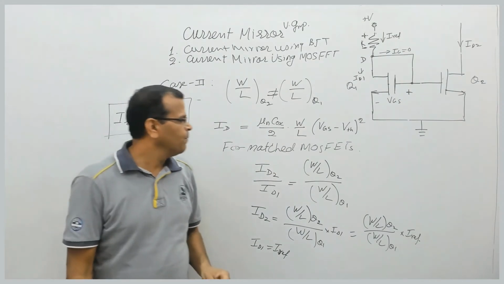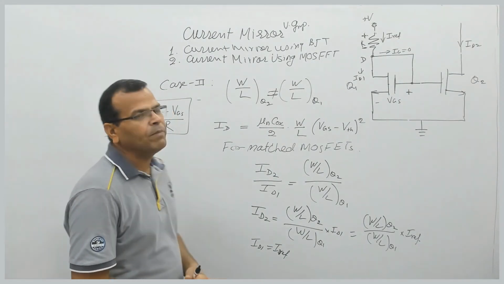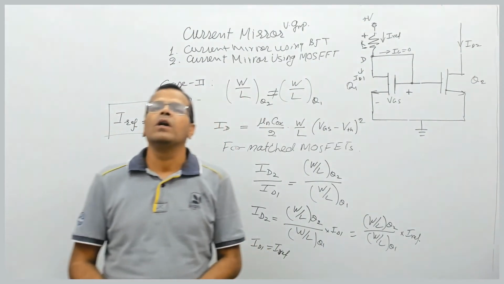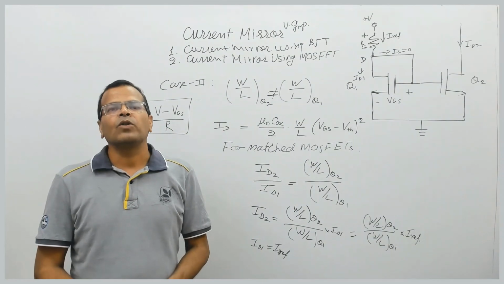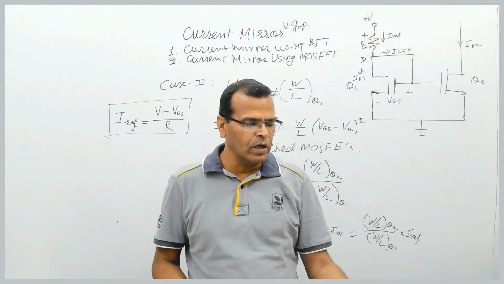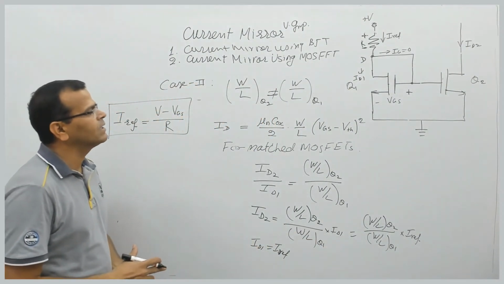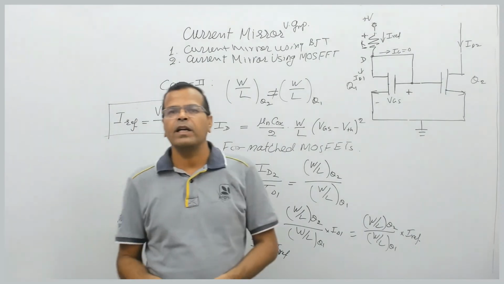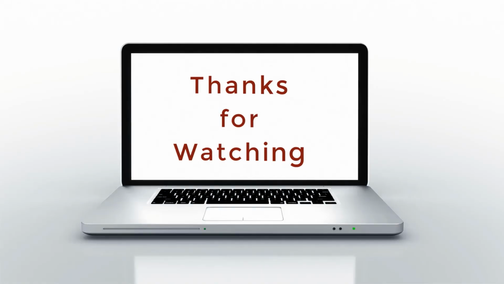Fine. So this is all about current mirror using MOSFET. In my next video, I'll be talking about another current mirror circuit called the Widlar current source. The Widlar current source will be discussed in my next video. So wait for my next video. Thank you very much for watching the video.